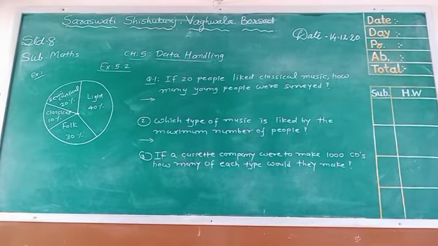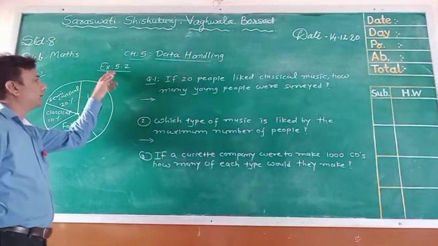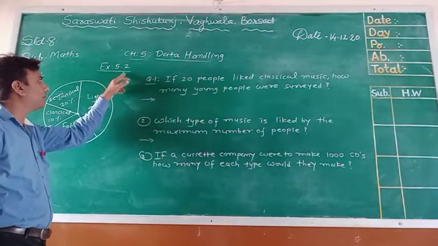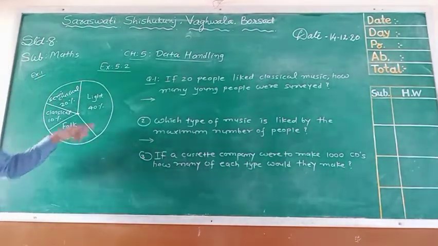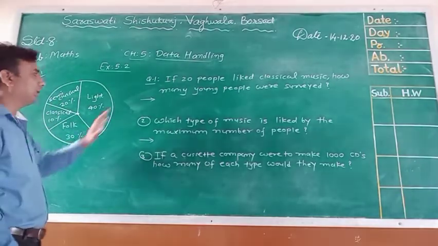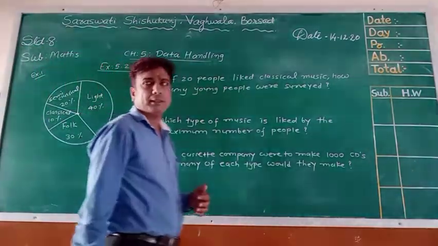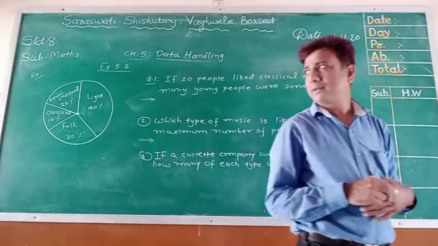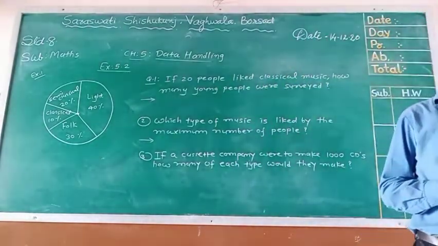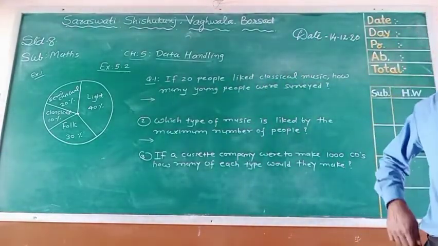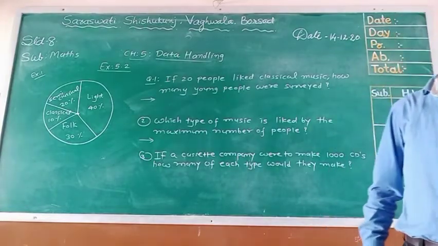See this exercise from our textbook, exercise 5.2, sum number 1. This one has a pie chart, meaning a circle graph, given, and 3 questions. We have to find all 3 answers. So let's read this question properly.